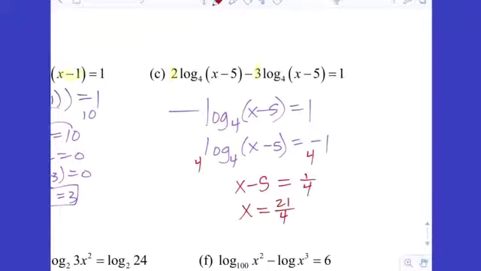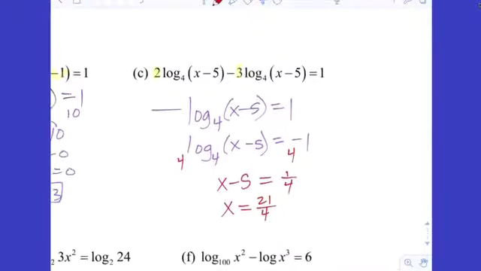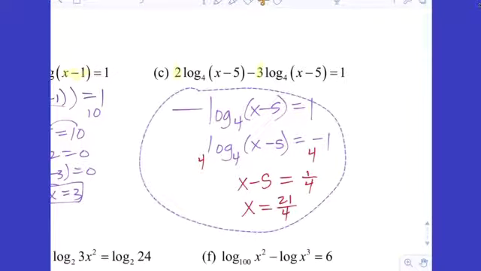21/4 is the same as 5.25. So minus 5 still makes it positive. So it works. It's actually the solution. So let's look at it the other way.